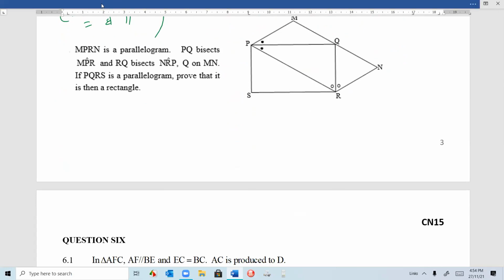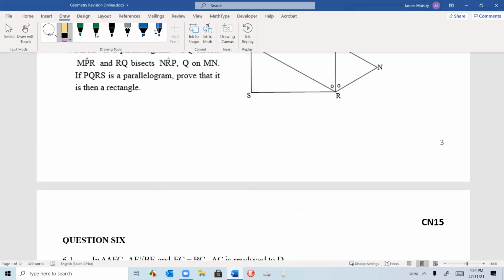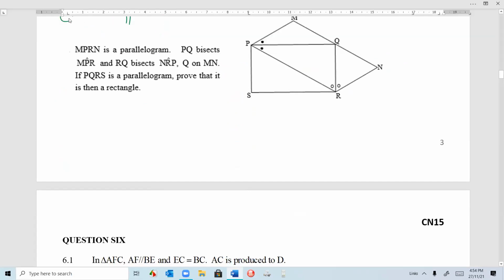Okay, this question, I'm going to give you some time. This question here came on one of my tests, I think, and lots of people messed it up. So it says MPRN is a parallelogram. PQ bisects, which means cuts in half. It's marked on the diagram. RQ bisects. If PQRS is a parallelogram, prove that it is then a rectangle.